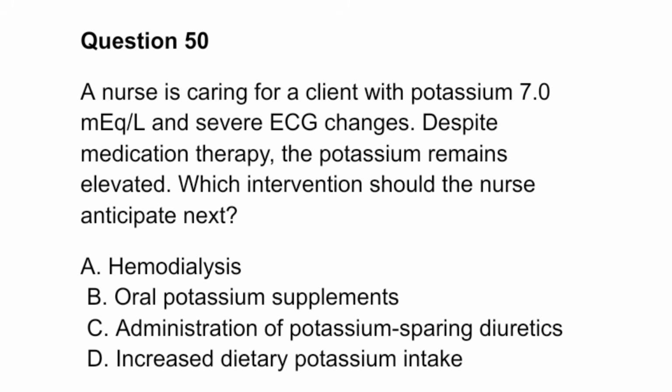Question 50. A nurse is caring for a client with potassium 7.0 milliequivalents per liter and severe ECG changes. Despite medication therapy, the potassium remains elevated. Which intervention should the nurse anticipate next? A. Hemodialysis. B. Oral potassium supplements. C. Administration of potassium-sparing diuretics. D. Increased dietary potassium intake.